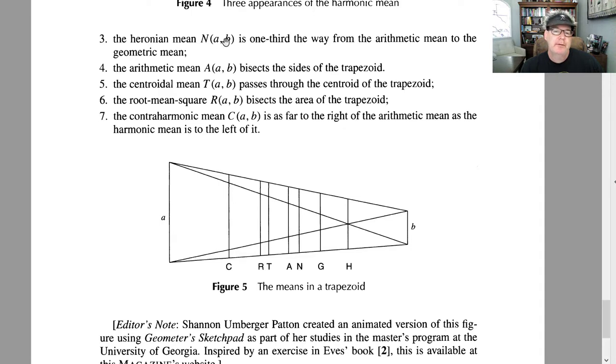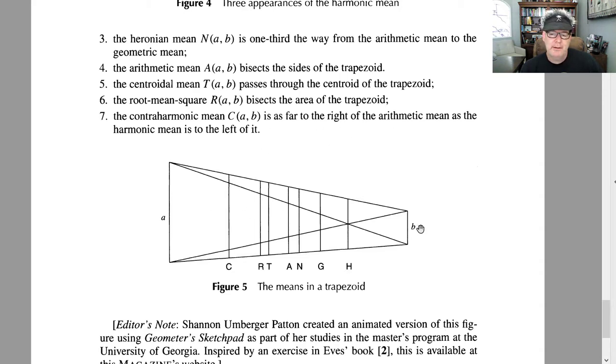Here's some of the others. The Heronian mean, it's 1/3. That's not too interesting. Centroidal mean passes through the center of mass of the trapezoid. So that's kind of interesting. Root mean square actually bisects the area of the trapezoid.